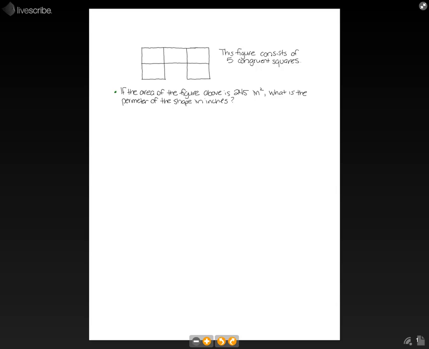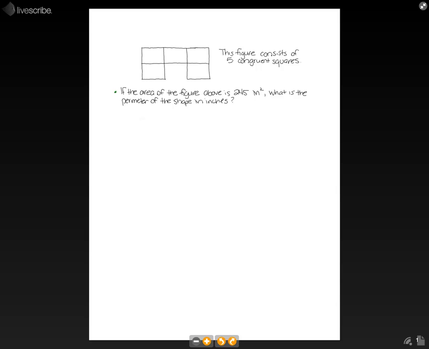The first thing to remember is that congruent means equal. We have 5 absolutely identical squares creating this figure. That means if we find the area of one of the squares, we can find the area of everything just by adding all of them together. It'll make a little bit more sense here in a second.